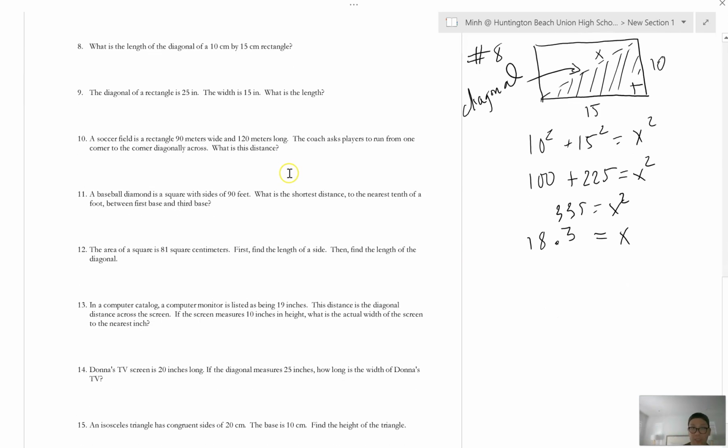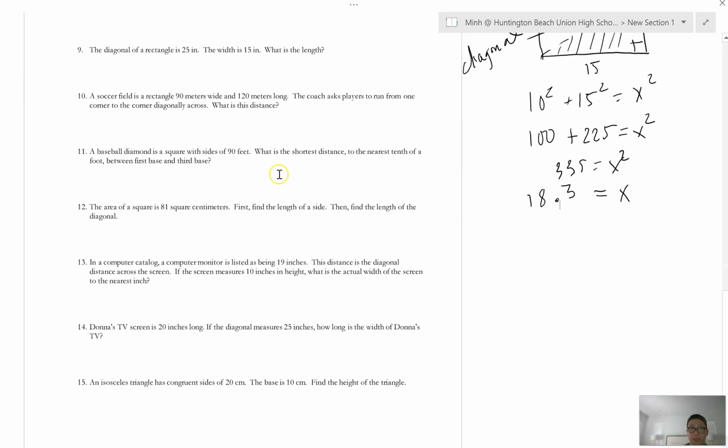All right, let's do one last one to help you guys out. Let's go ahead and do problem number 11. So number 11, it says a baseball diamond is a square with sides of 90 feet. So let's just pause right there to draw our figure. So it's a square that's tilted, and each corner, since it's a square, is a right angle. And it says that each side is 90.